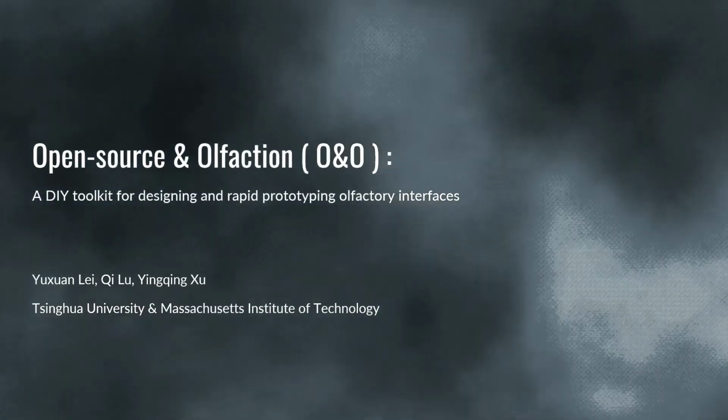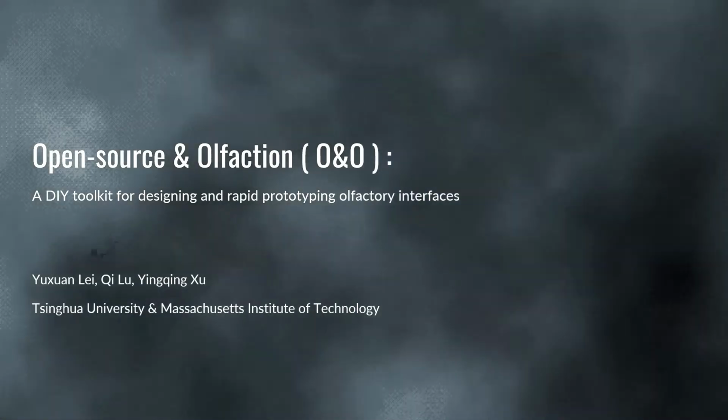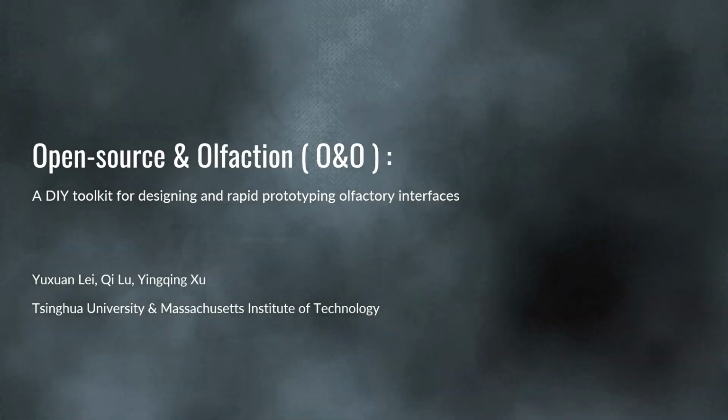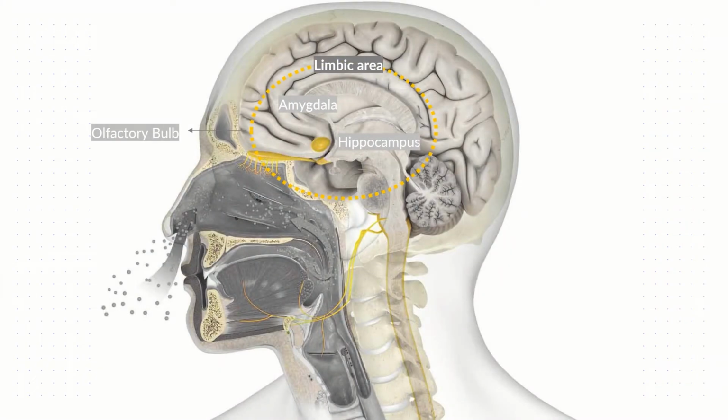Today I'm going to present about O&O, a DIY toolkit for designing and rapid prototyping olfactory interfaces. Among all human senses, olfactory perception features prominently in arousing emotions and memories. However, the use of smell is underexplored in the HCI field.